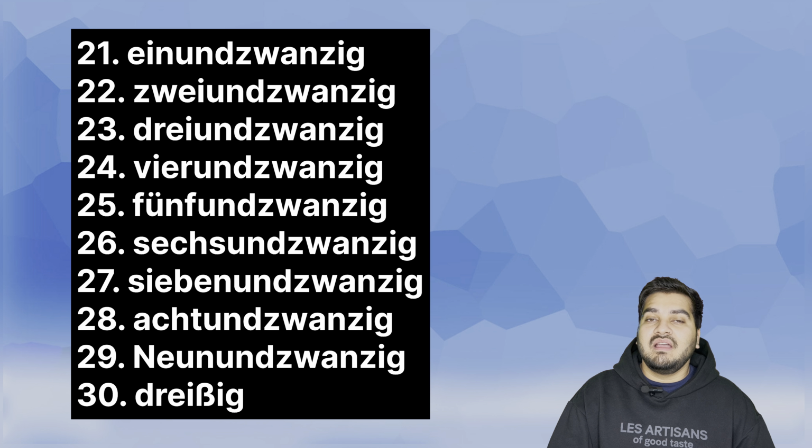22, 23, 24, 25, 26, 27, 28, 29, 30. Again, I am saying that suffix will come first in German language and prefix will come later, and we will also have to put und between suffix and prefix.